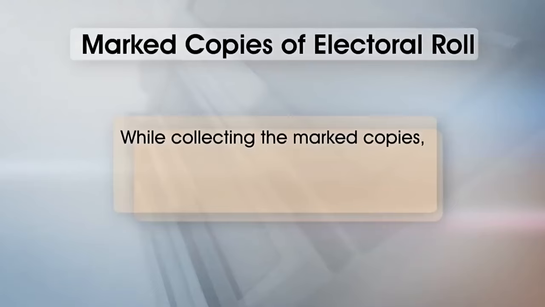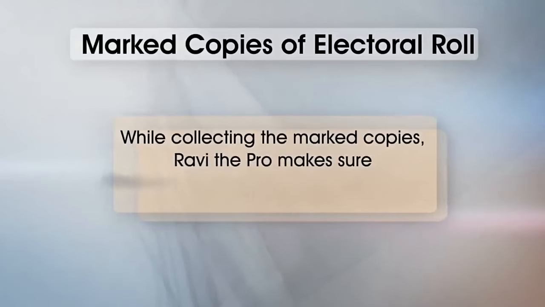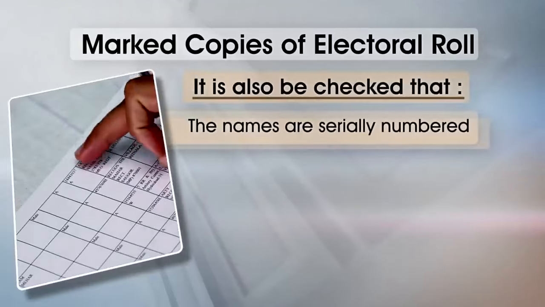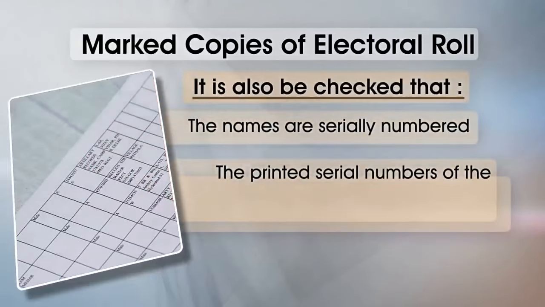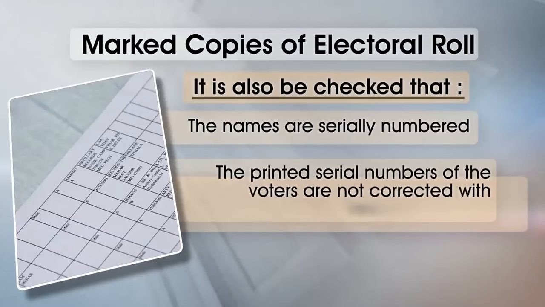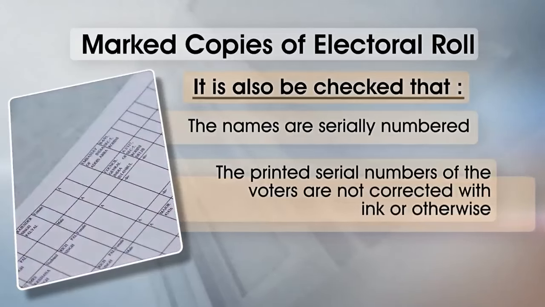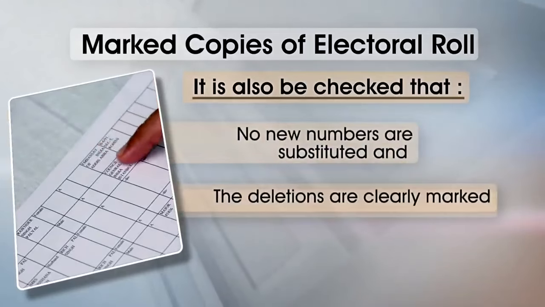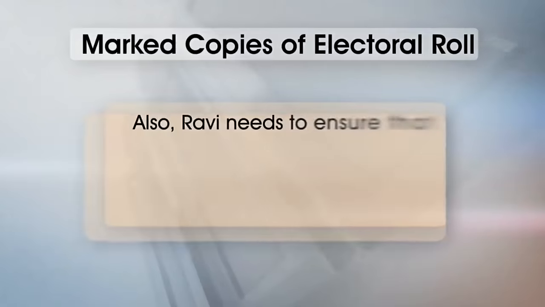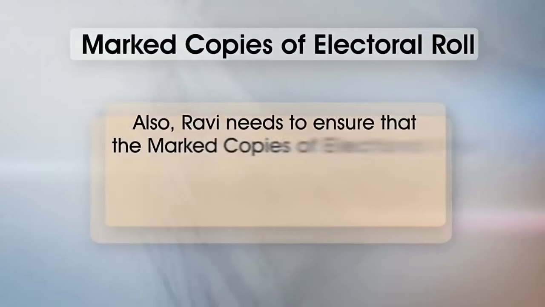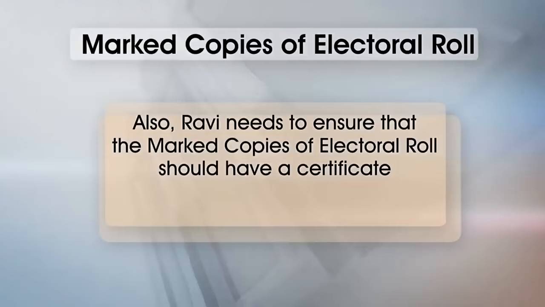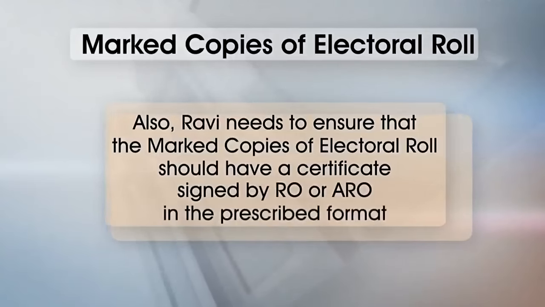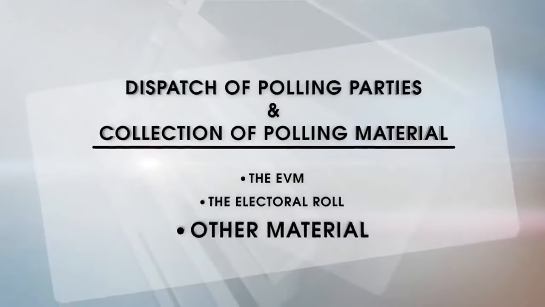While collecting the marked copies, Ravi, the PRO, makes sure they are complete and identical. It is also to be checked that the names are serially numbered, the printed serial numbers of the voters are not corrected with ink or otherwise, no new numbers are substituted, and deletions are clearly marked. Also, Ravi needs to ensure that the marked copies of the electoral roll have a certificate signed by the RO or ARO in the prescribed format. Other material.